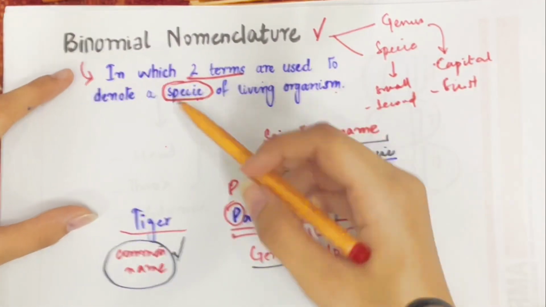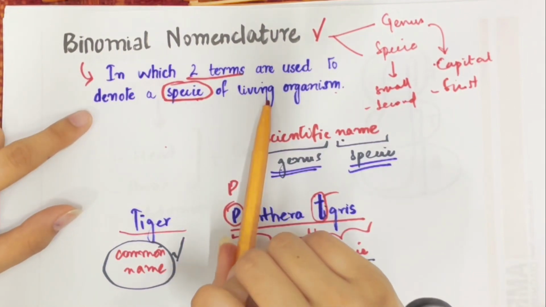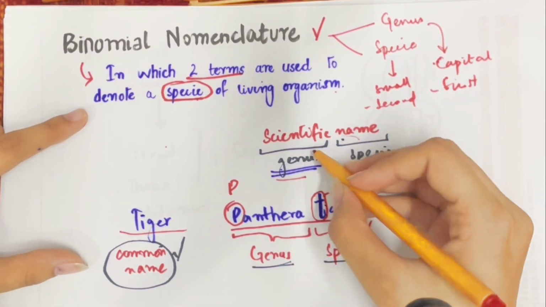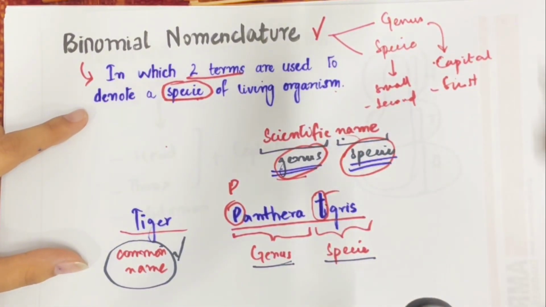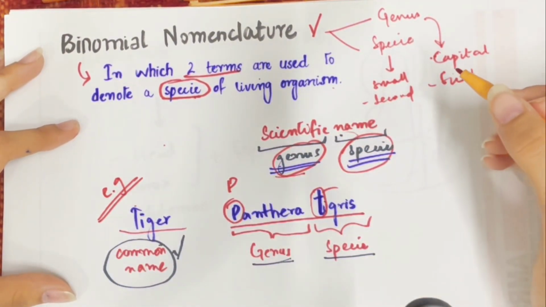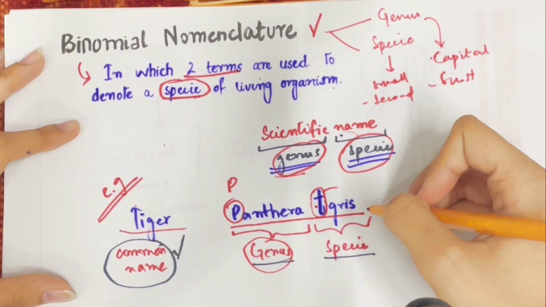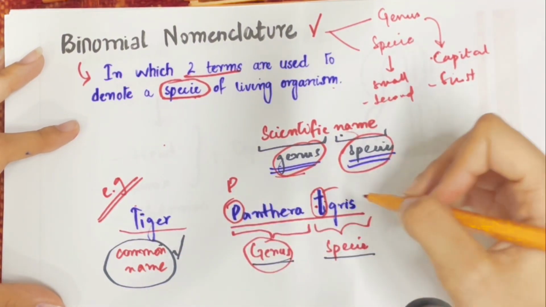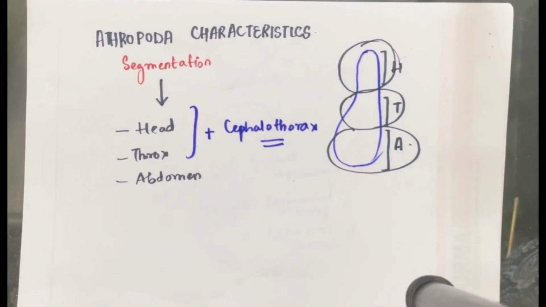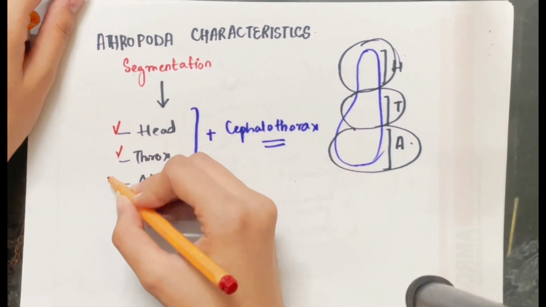In binomial nomenclature, we have been given a definition that says two terms are used to denote a species of a living organism. Let's say this is a scientific name. The first half of the name would be the genus, and the last half would be the species. For example, let's look at the tiger. The scientific name for a tiger is Panthera tigris, which includes the name of a genus, Panthera, and the name of a species, tigris. So the common name of Panthera tigris is the tiger. Since we have discussed the phylum Arthropoda earlier, the characteristics of phylum Arthropoda include that it has a head, a thorax, and an abdomen.